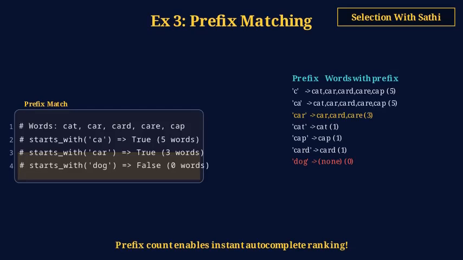What about prefix D? D is not in root's children, so count prefix returns 0. This is incredibly fast, just O of L per query. Compare this to scanning through an entire dictionary.